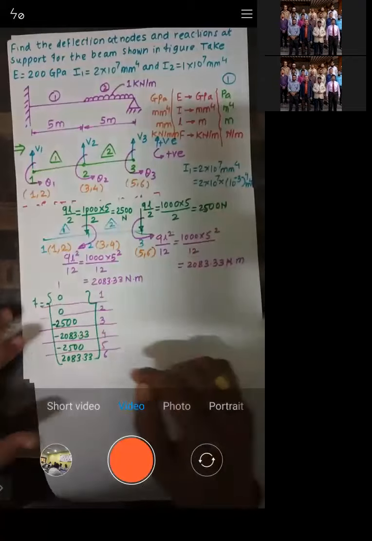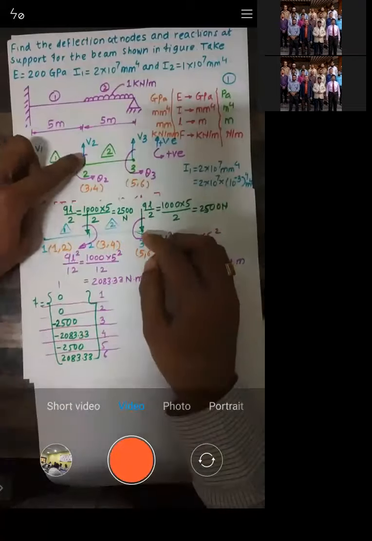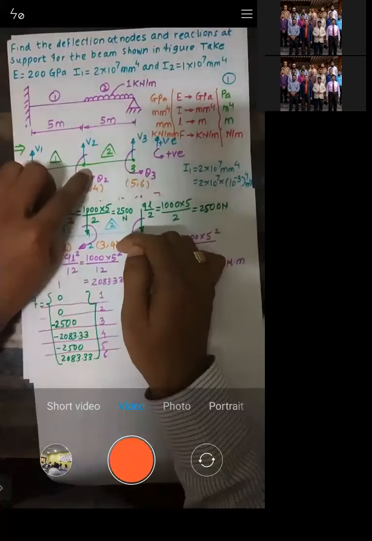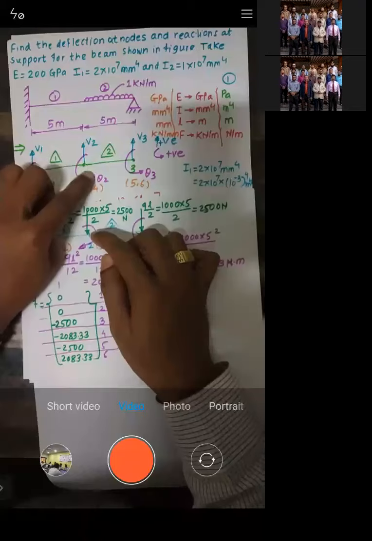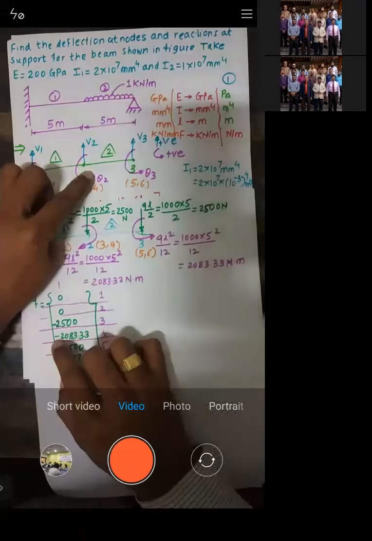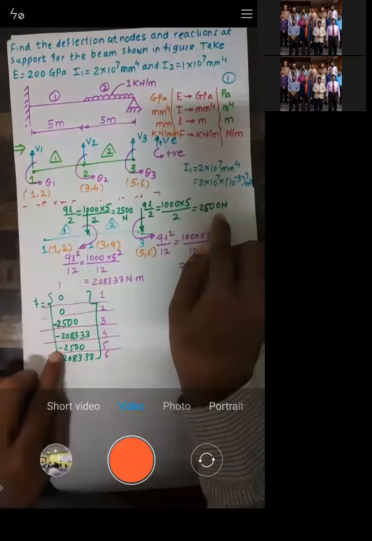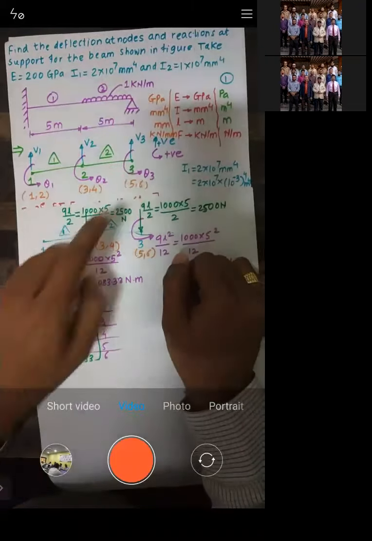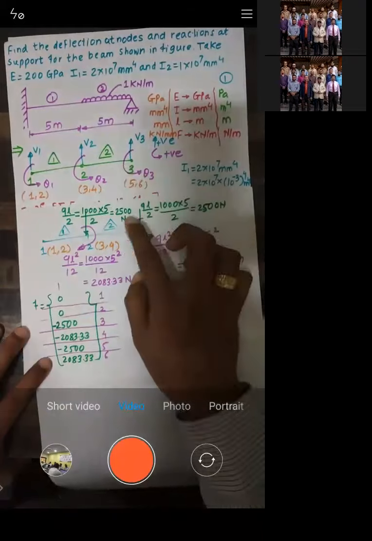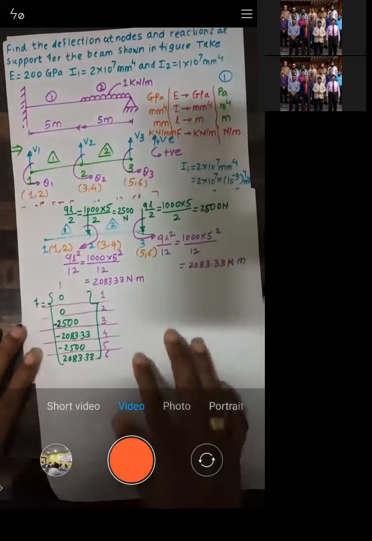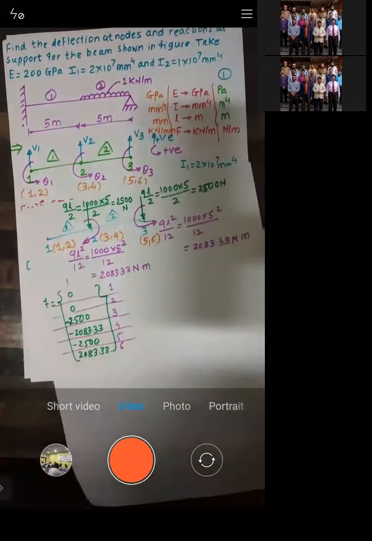Then we need to give the signs. See, this is upward, this is downward, so this is minus. This is clockwise, sorry, this is anti-clockwise, this is clockwise, so this is minus. Next, this is upward, this is downward, so this is minus. You can see this is minus. Then this is clockwise, sorry, this is anti-clockwise, this is again anti-clockwise, so both are plus. So you can see this is plus. Is it okay with this one? Is it okay?